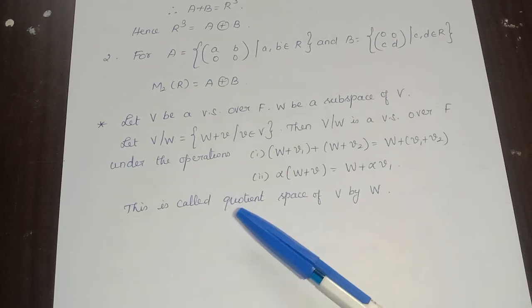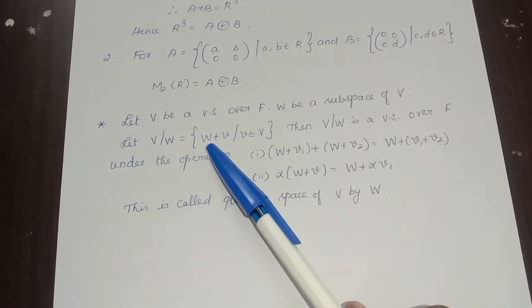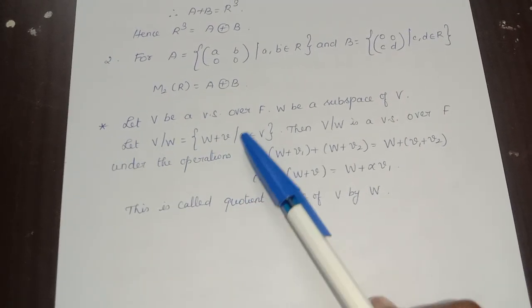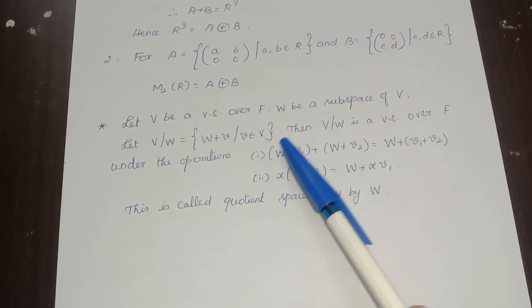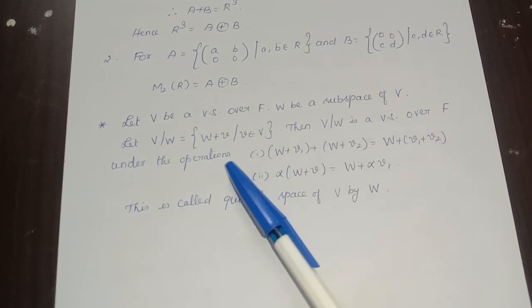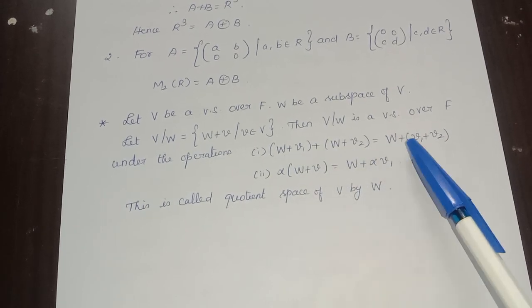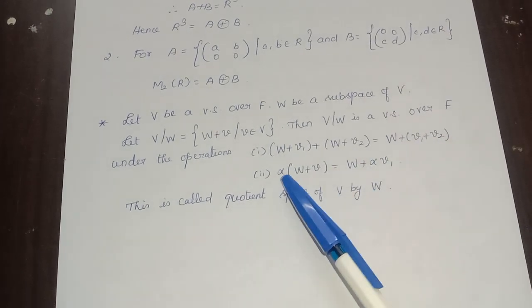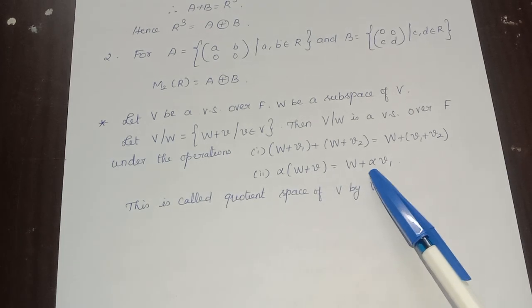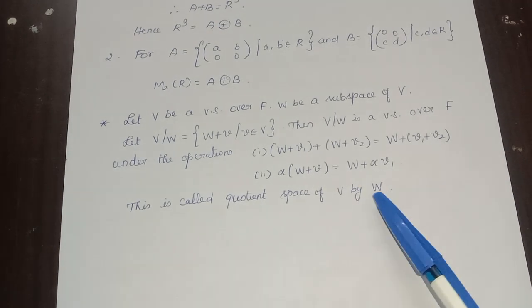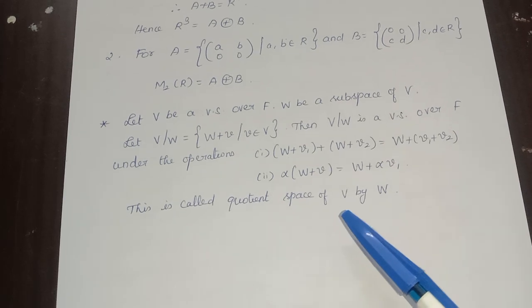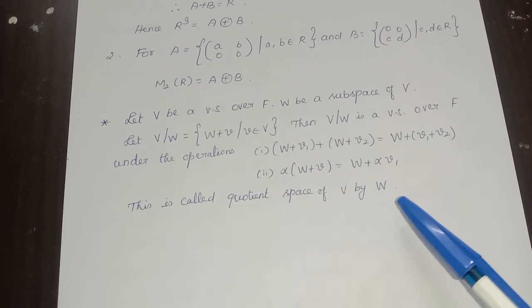Another one is the quotient space V by W, which is defined as the set of W plus v for every v belonging to V. This is again a vector space over F with the operations (W plus v1) plus (W plus v2) equals W plus (v1 plus v2), and alpha into (W plus v) equals W plus alpha v. This space is called the quotient space of V by W. That's all. Thank you.